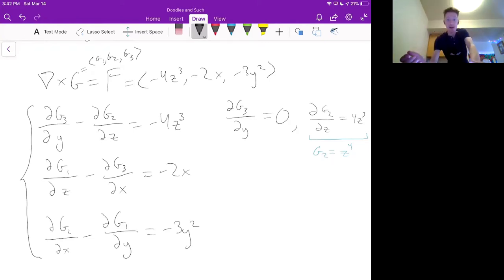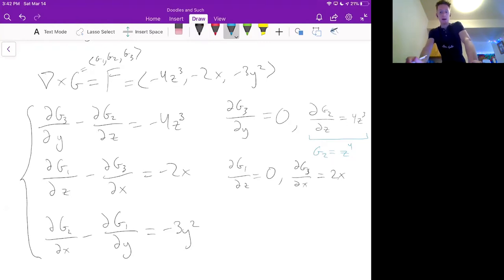Nice, yeah. So in the second equation, if I could get partial g1 partial z to be 0 and partial g3 partial x to be 2x, then I'd be golden for the second equation. And this wouldn't contradict anything I've previously written either. So these so far seem all right. So what should I choose for g3 in order to make this happen?